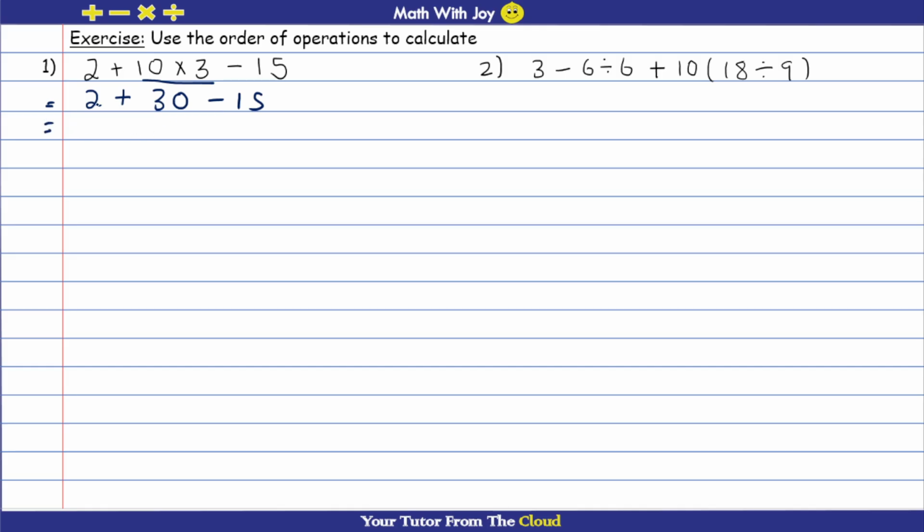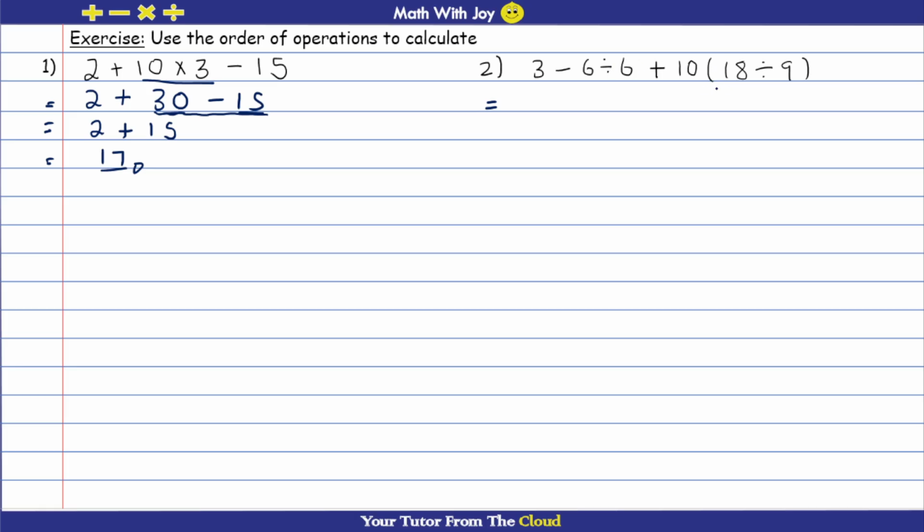So I'm going to do it left to right, or I can say 30 minus 15. That's going to give us 30 minus 15 is 15. So I can do this first. So I'll say 2 plus 15 because that was easier for me. Then I get 17. Here's our final answer. Or I could have said 2 plus 30 is 32 minus 15 is going to give me 17. Right, so let's just practice over here as well.